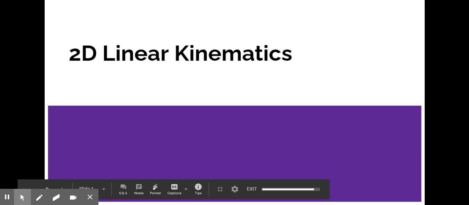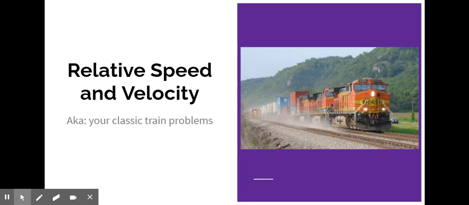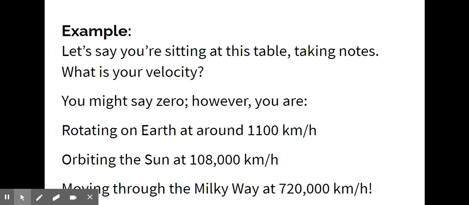Today we are going to jump back into 2D kinematics, or linear kinematics. This would be stuff like projectile motion, the motion of throwing things, cannonballs, jumping and falling, all sorts of stuff like that. First we're going to talk about relative speed and velocity. These are your classic train and boat problems that are pretty common in physics.